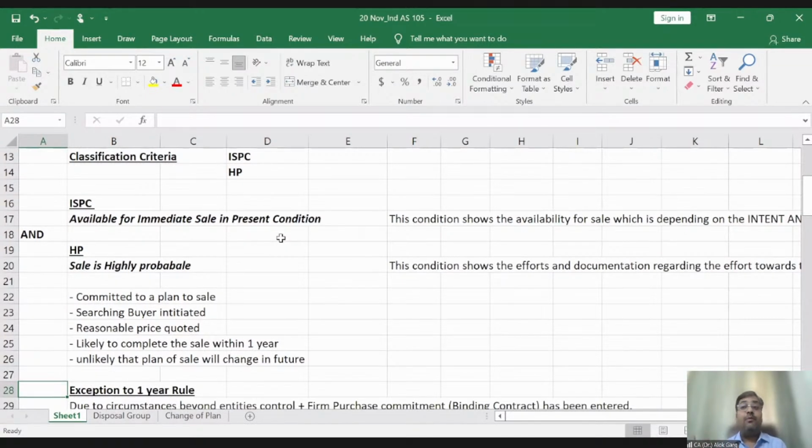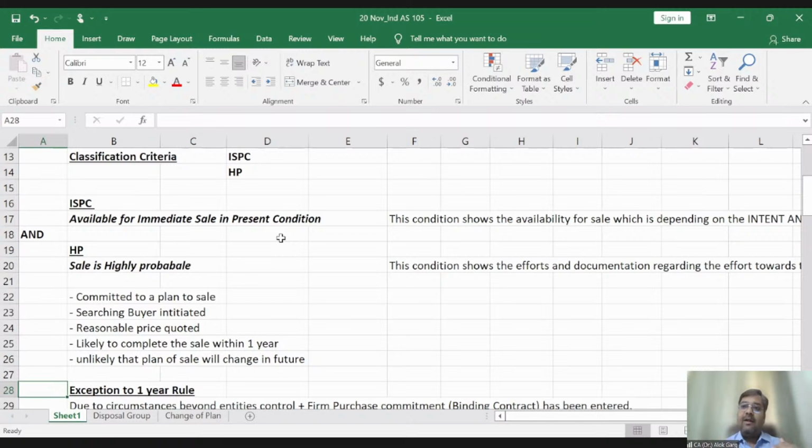First, the management should be committed, documented in the board minutes. The management has already passed a resolution for sale of these assets, right? Searching for a buyer has already started. The price quoted for sale of that asset is reasonable. The sale is likely to be complete within 1 year, okay? And it is unlikely that the plan of sale will change.